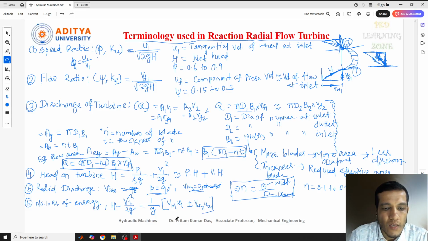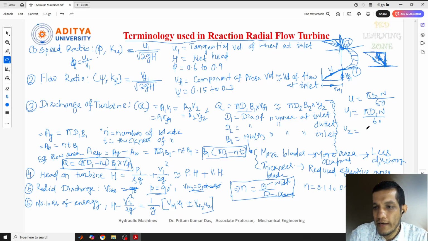And the remaining things I have told you. One more is the tangential velocity. Sometimes we calculate U equal to pi D N by 60. When U1 is given, we can write U1 equal to pi D1 N by 60, and for U2 also, you can write pi D2 N by 60. This way we can calculate the tangential velocity.